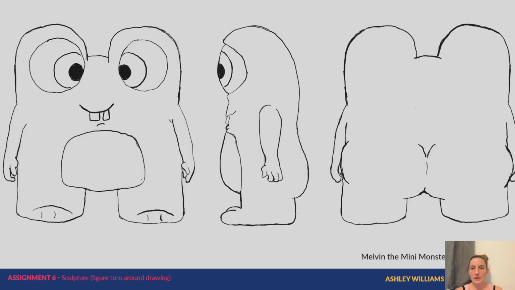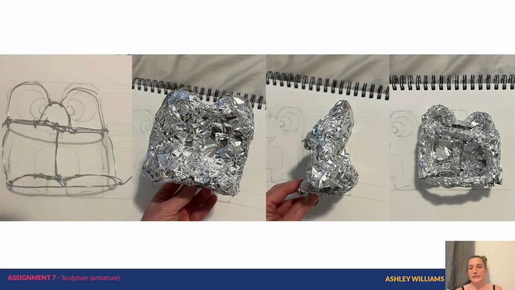From here, we started the sculpting process. I think this was probably my favorite part of this whole class. I struggle a little bit drawing traditionally, but I feel like I have a better idea of how to make things in a three-dimensional space. So I felt like this was one of my more successful projects. Here is the armature that I made for Melvin.